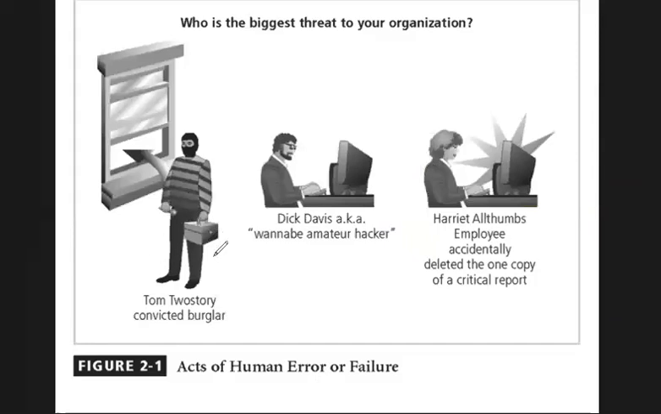Then there is one diagram that depicts the acts of human error or failure. This particular employee has accidentally deleted the only copy of a critical report. If you have deleted the only copy, then you have lost all the hard work that you have done. Then there's a hacker, another person who comes to the organization and steals this information. He's a convicted burglar. Some people might hire him, or he might do it by his own choice.